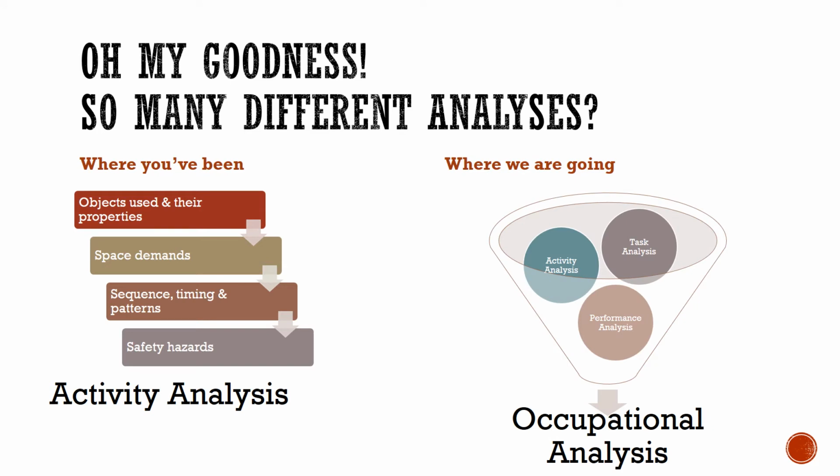But we already know that occupation is really complex, so to fully analyze it, we need to look at it from a variety of ways. So we combine what we know about the activity analysis for that occupation with a performance analysis of this specific person doing the task, and then we look at where they struggled and we do a task analysis. What is it about that task when combined with this person that made them struggle, and how can I address it?